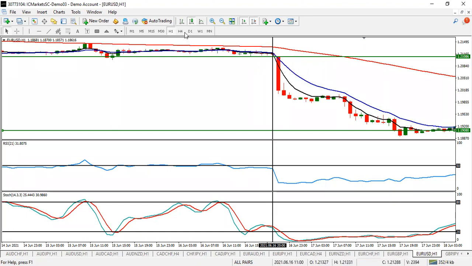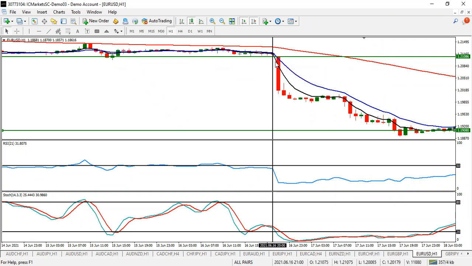Let's, for example, say we have checked the H4. The H4 tells us that we should take the sell trade, and H1 says we should go in as well. Look at the cross. The cross has happened. For example, you are not there when this cross happened. Now, you have missed this trade.